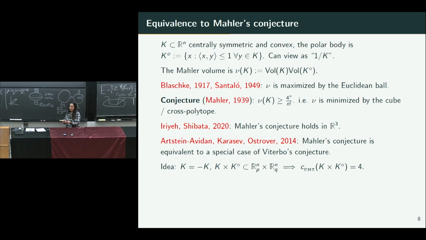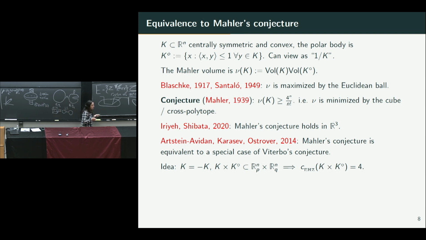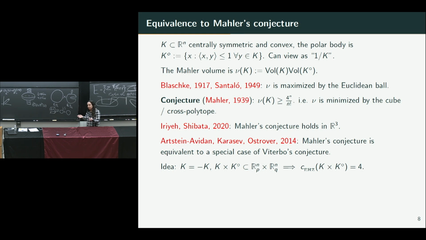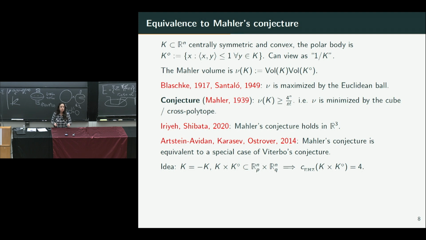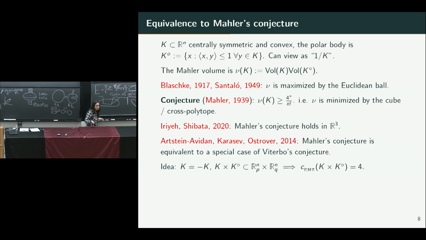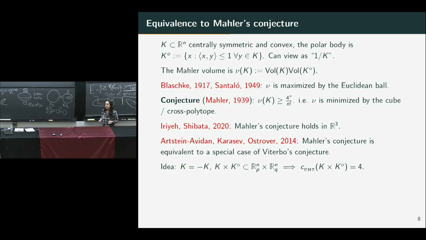This immediately gives us that the Viterbo conjecture for this type of domain is equivalent to the Mahler conjecture. So we get it almost immediately. And you might want to ask at this point: you said that the optimal for the Viterbo conjecture is balls, but the optimal for the Mahler conjecture should be cubes. So how do these two things fit together?